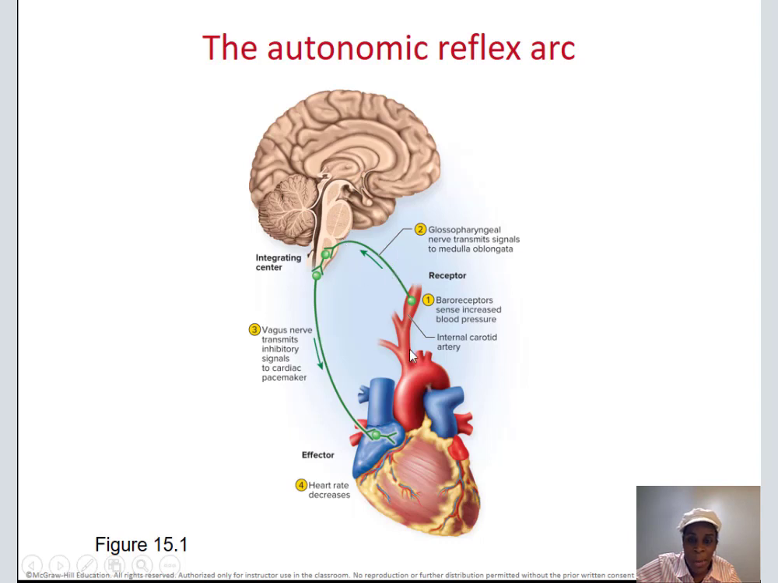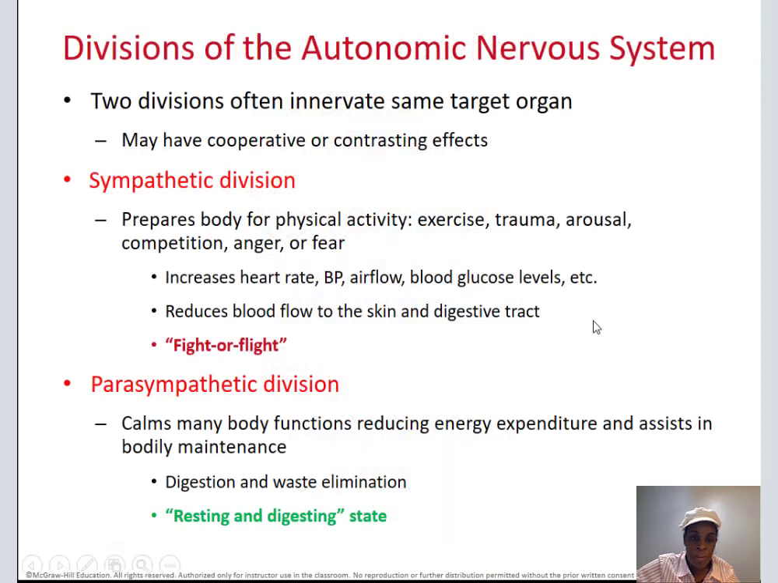You have baroreceptors on the heart that will sense blood vessel dilation or constriction, so blood pressure level, that will go to the brainstem. The brainstem, which is in the central nervous system, the interneuron here will process the information, give the command to balance the heart rate. So this is going to be like a typical reflex, visceral reflex arc.